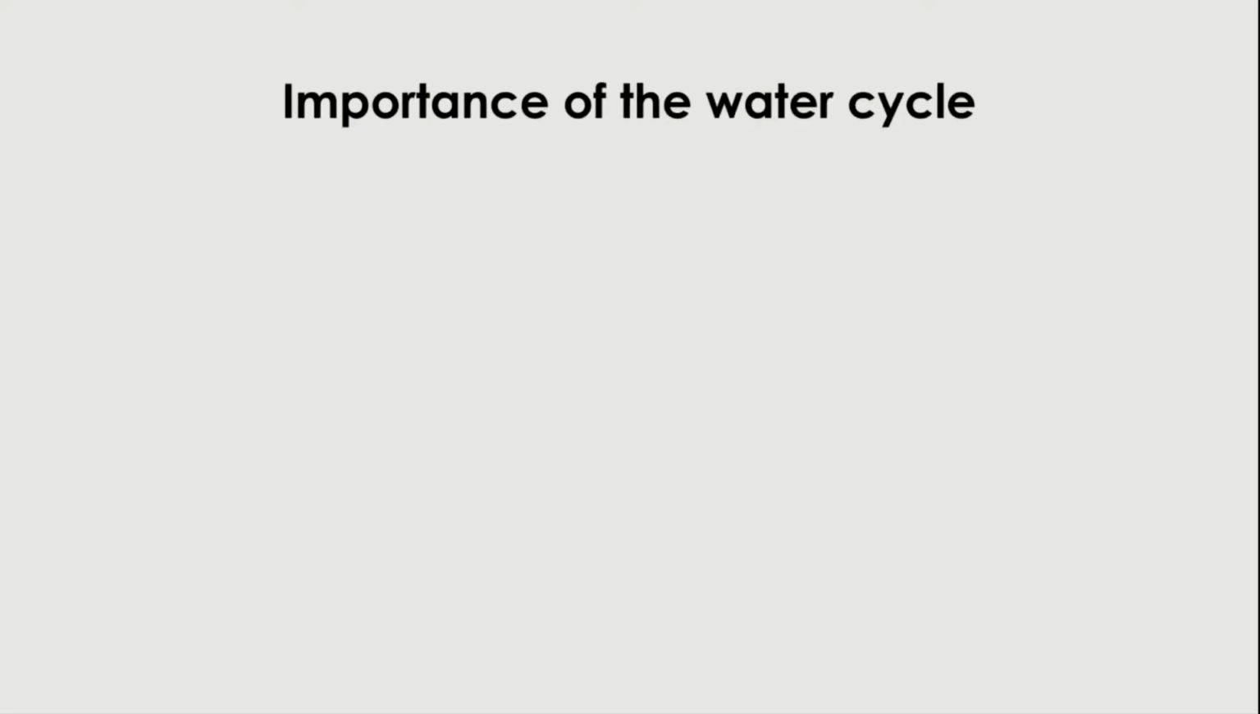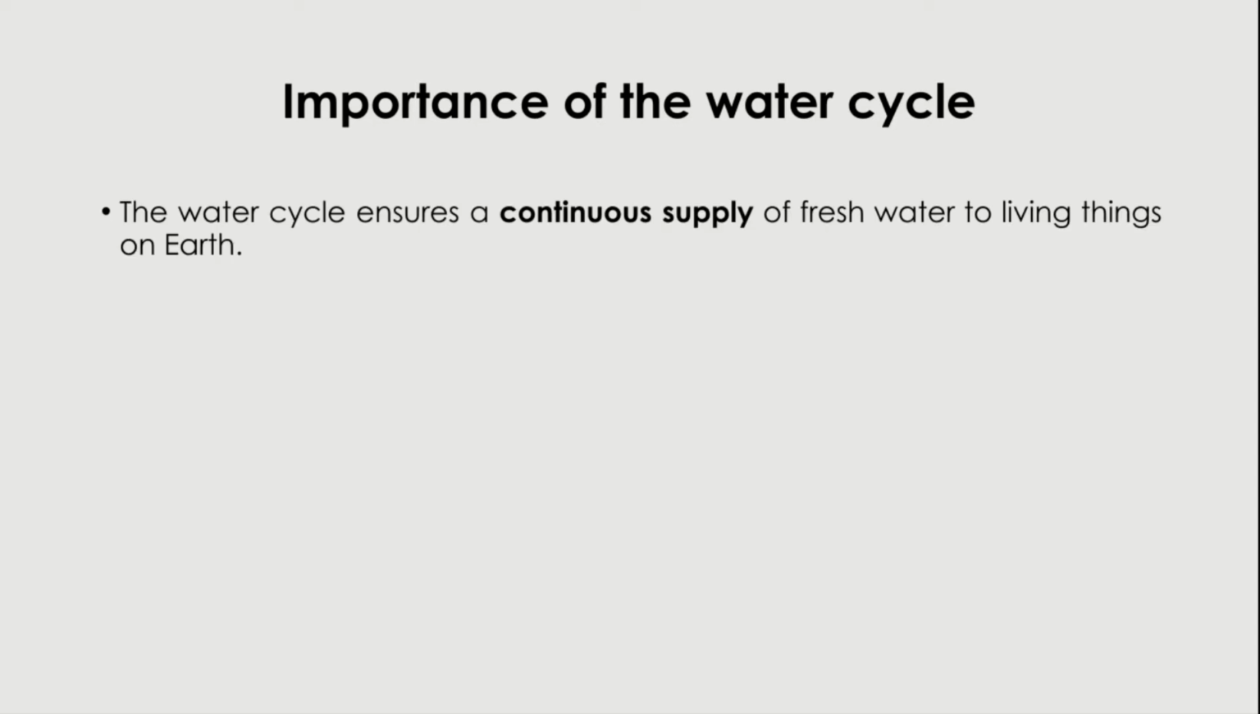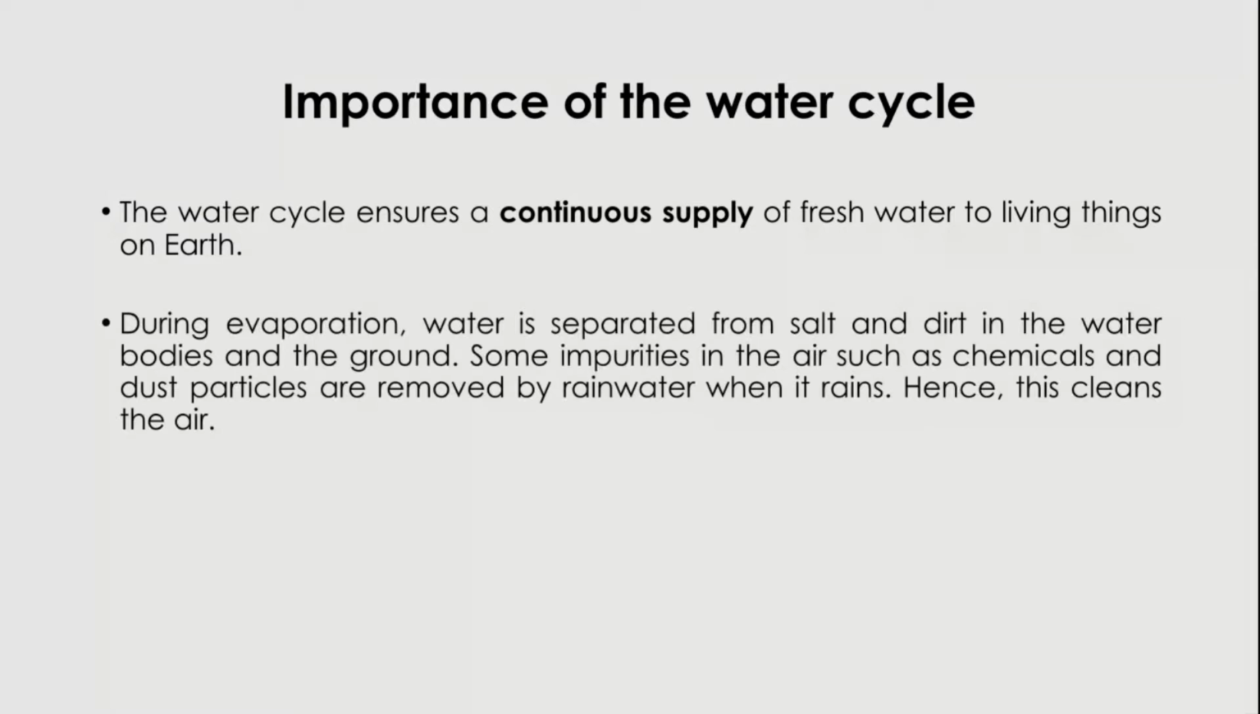Okay? So why is the water cycle so important though? The water cycle ensures a continuous supply of fresh water to living things on Earth. Because during evaporation, water is separated from salt and dirt in the water bodies and the ground. Literally, you have pure water that is being evaporated that floats up to the sky. Some impurities in the air, such as chemicals and dust particles, are also removed by rainwater when it rains. Hence, this cleans the air.